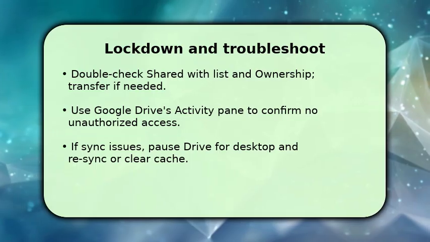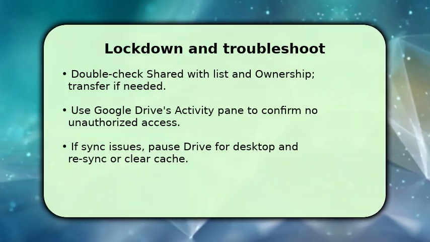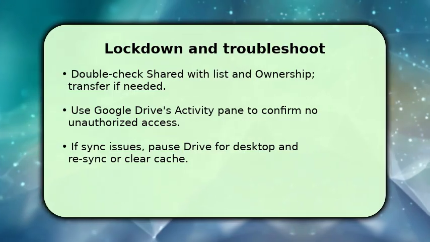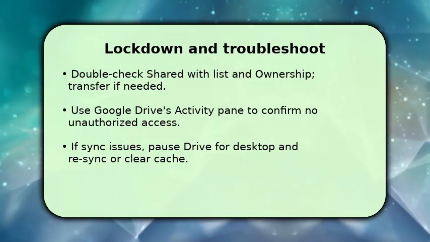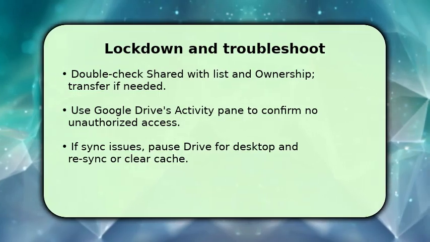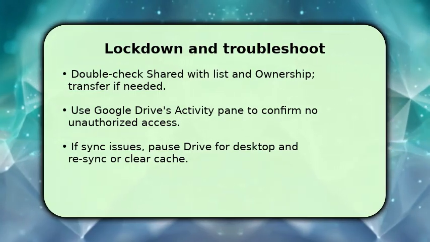If files still appear elsewhere, pause Drive for desktop and force a resync, or clear the app cache on mobile. This often fixes stale visibility. If problems persist, remove and re-upload the files into a new restricted folder to reset all sharing links.